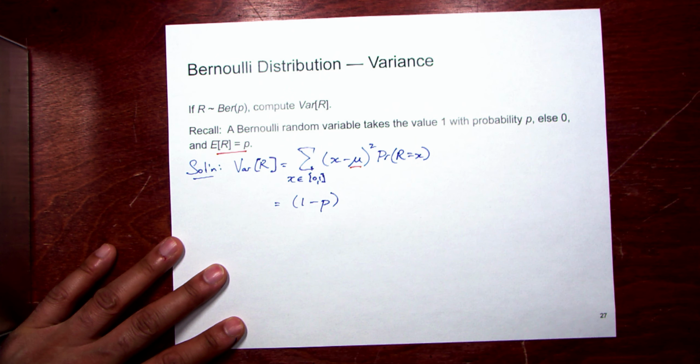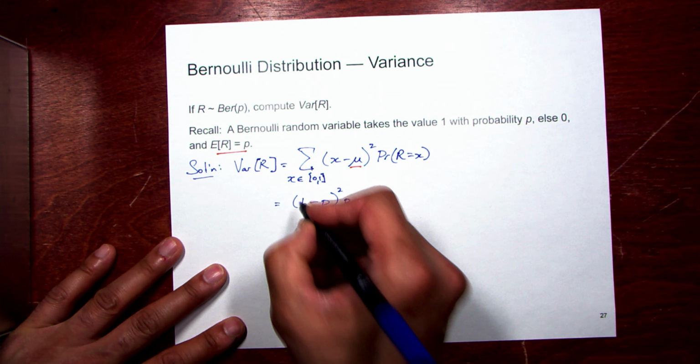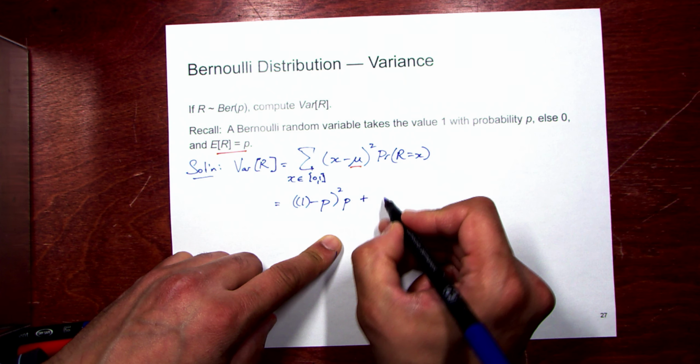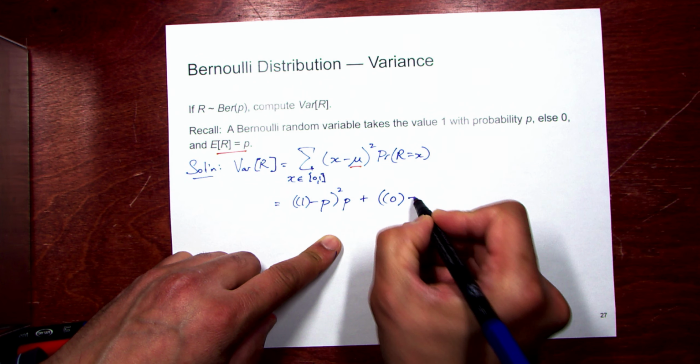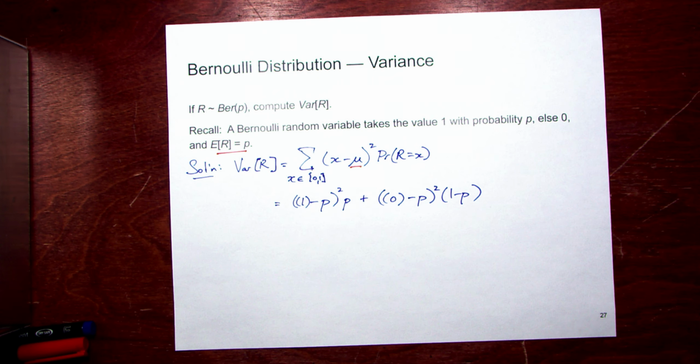Okay, so with probability p, it's going to be a 1. Maybe I'll just put a 1 in there. And with probability 1 minus p, it's going to be a 0. Okay, and the rest of this is algebra.